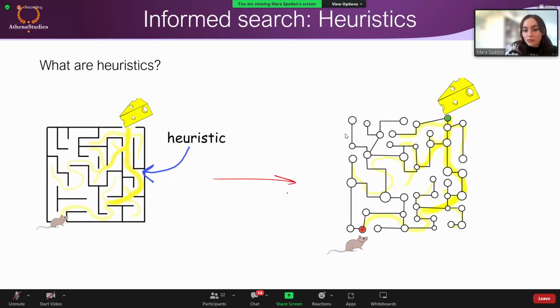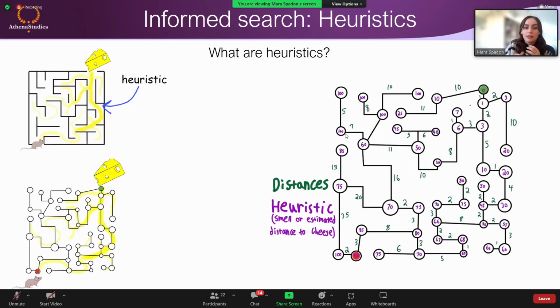So we could write this down as a graph, which is kind of a funny looking graph like this. This is our goal state, this is our initial state. And because of this heuristic of the smell of the cheese, it is able to find it. If we write it down correctly, at each edge, we can write down the distance. What is the distance from this one to that one, and so on. And we can write down the heuristic value, which would be the smell or the estimated distance to the cheese.